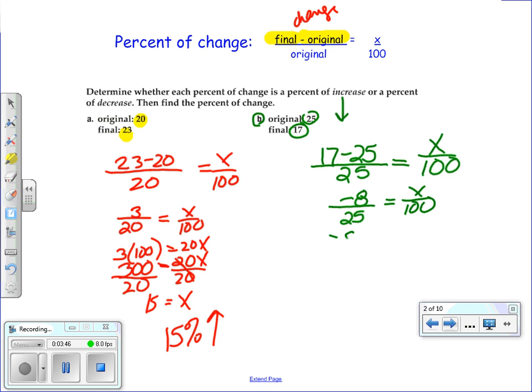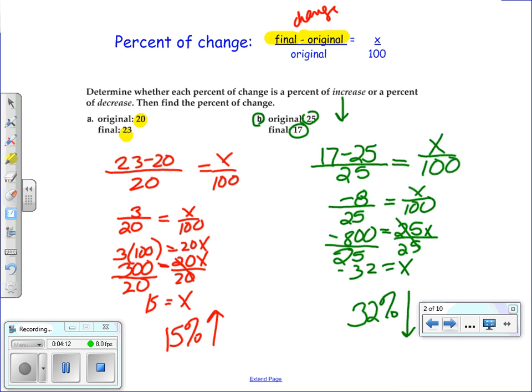Negative 8 times 100 is negative 800. I'm going to skip that little step. And 25 times x is 25x. We'll divide by 25 on both sides. Oops, not negative, but just regular 25. And we find out that x, negative 800 divided by 25, is negative 32. So it's a 32% change, a decrease.